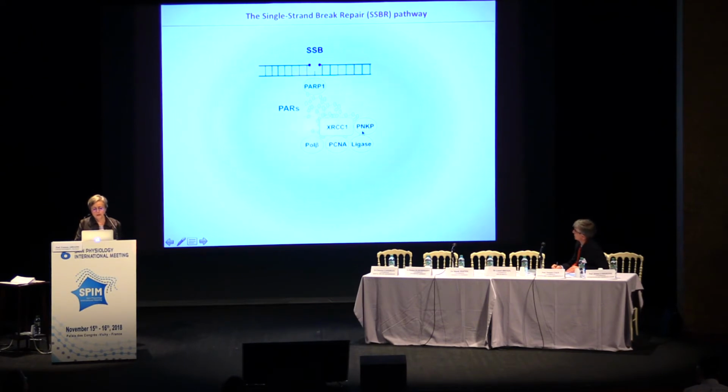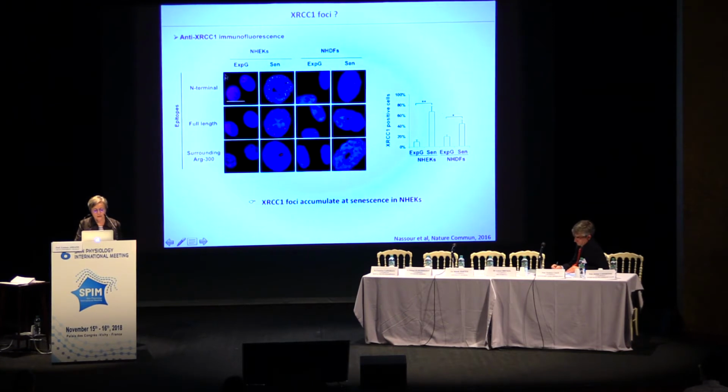So to confirm the COMET assay, we looked at the formation of XRCC1 foci at senescence using 3 different antibodies recognizing 3 different epitopes. And as you can see, there is an accumulation of a lot of XRCC1 foci at senescence in keratinocytes. This is quantified here. There is also an accumulation of XRCC1 foci at senescence in fibroblasts, but the accumulation is less important. And you can also see that the foci are smaller than in keratinocytes. This is especially evident with this antibody.